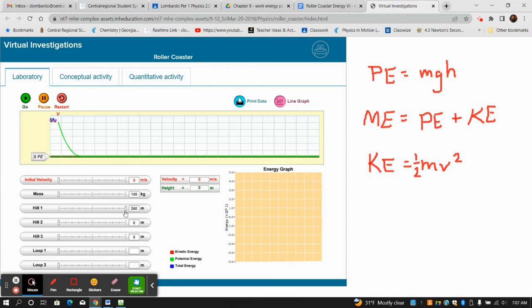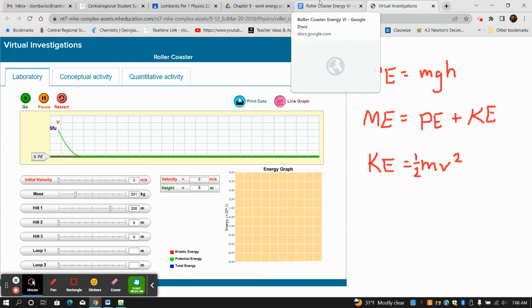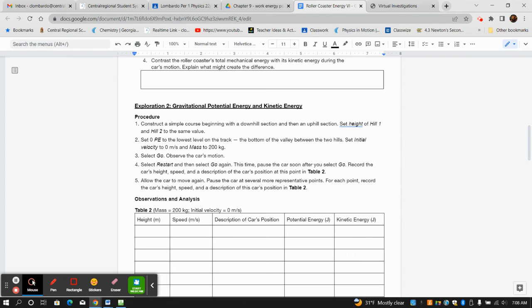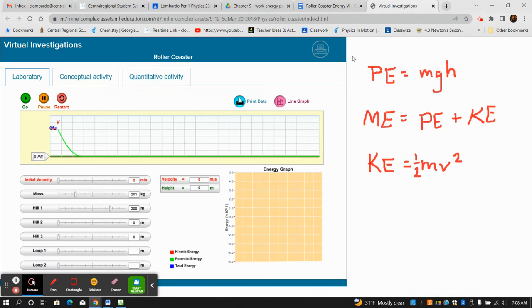All right, we got to restart. Okay, mass is this. We have our initial velocity. No, I'm sorry. Mass was supposed to be set to 200. So if mass is 200, okay, can't get this to go just there. It's close enough. Okay, what else did we need? We needed the lowest level of the track. Okay, set hill 1 height and hill 2 to the same value.